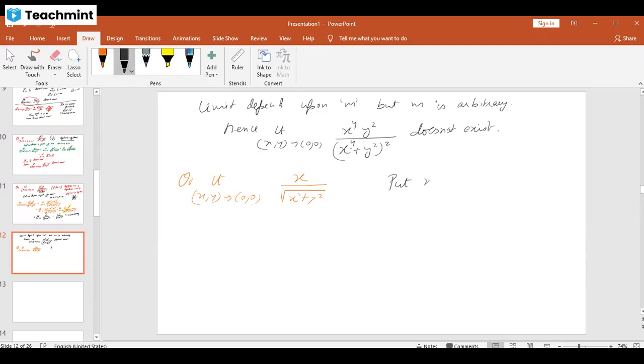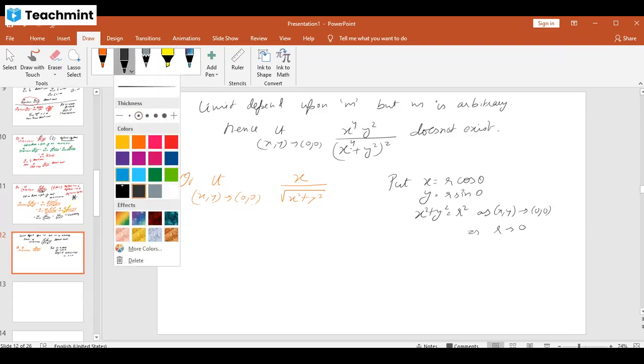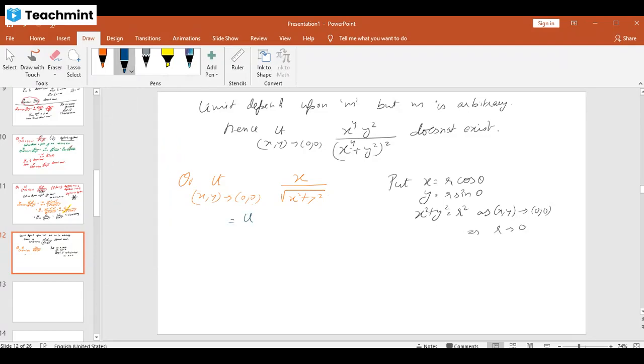Okay, so what can you do? Simply put x equal to r cos theta, y equal to r sin theta. So x square plus y square is equal to r square. So as x, y approaches 0, 0, it implies that r approaches 0. So if we use this particular transformation, then your limit is converted into r tends to 0.